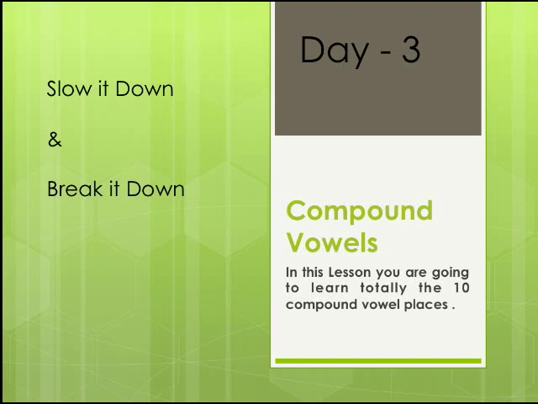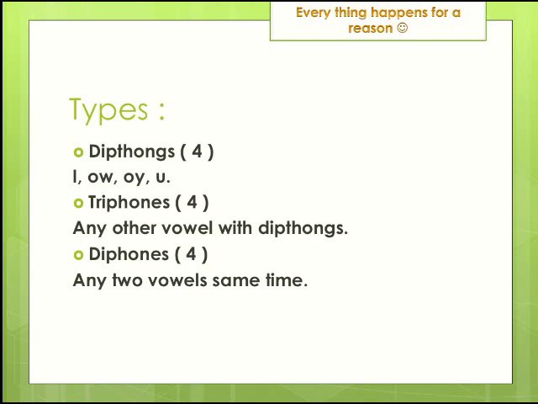You know what the compound vowels are? Compound vowels are diphthongs, triphones and diphones. Diphthongs: what are diphthongs? Hi, why, something like that. How does it happen? He's a boy. Here, pure, like that.